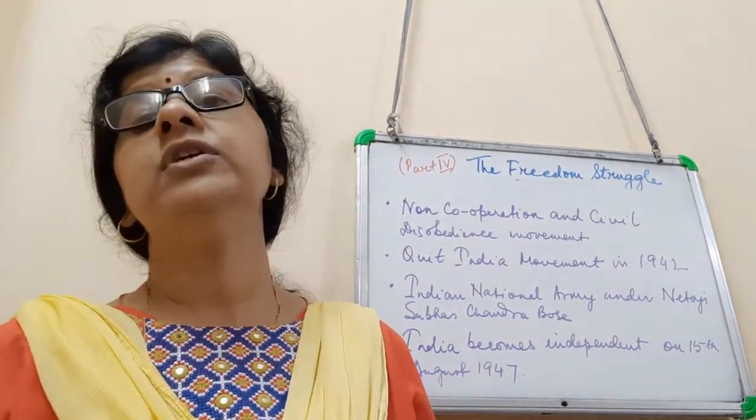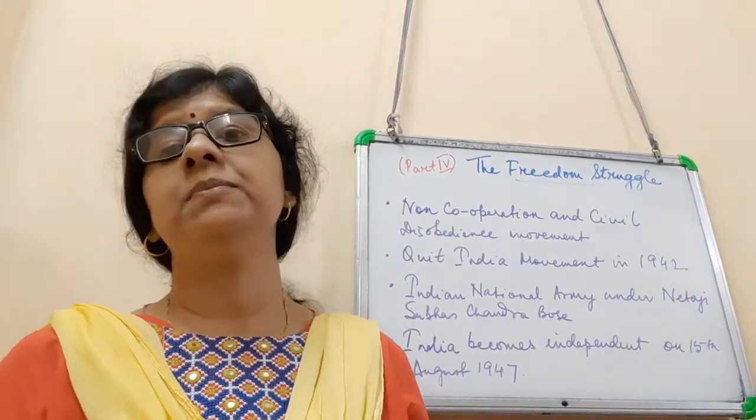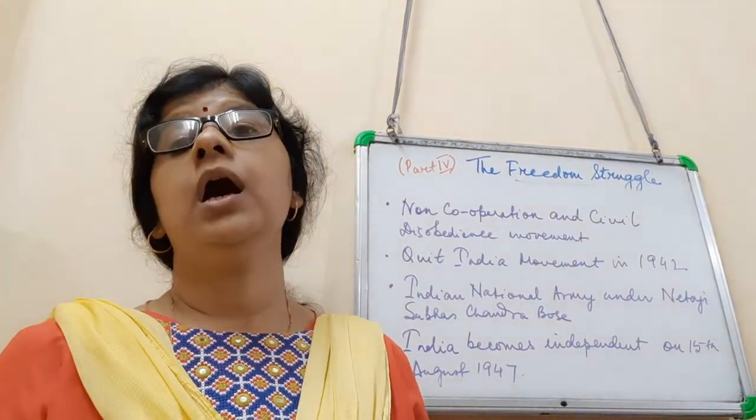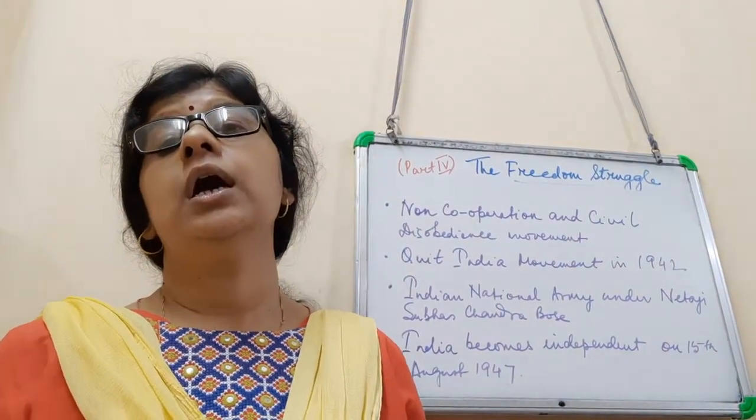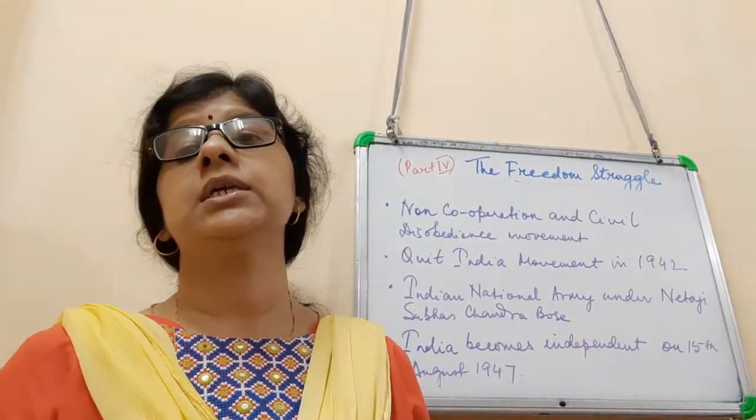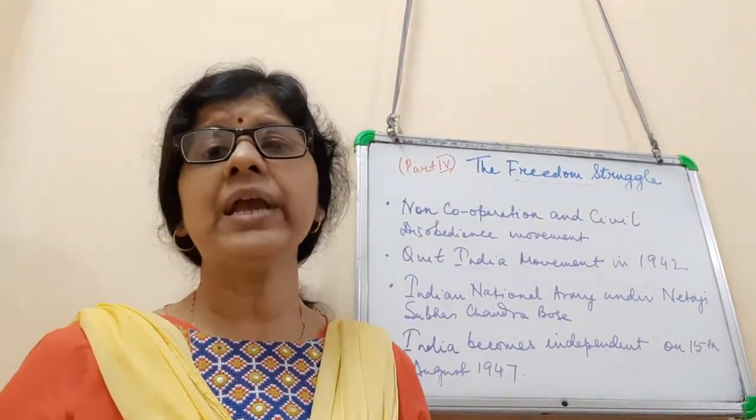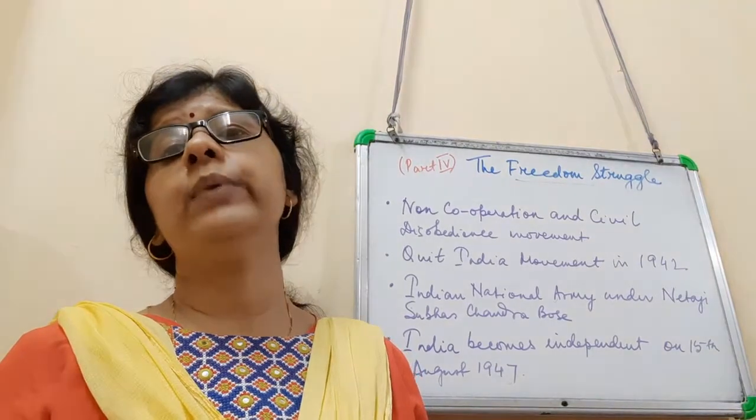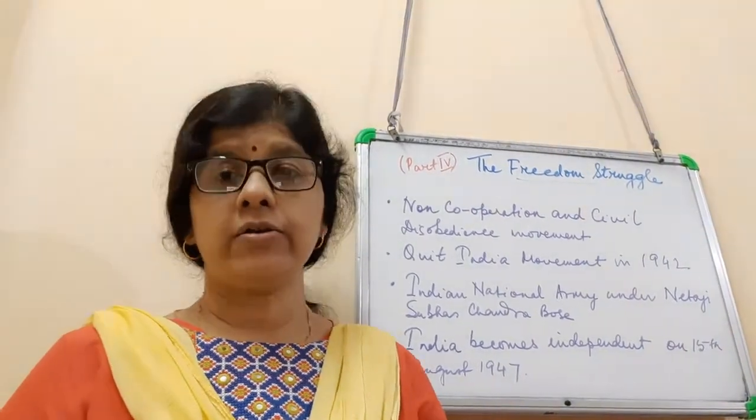And then we have the Jallianwala Bagh massacre, where thousands of innocent people, who were just having a peaceful meeting, were slaughtered when General Dyer asked his men to open fire on them.